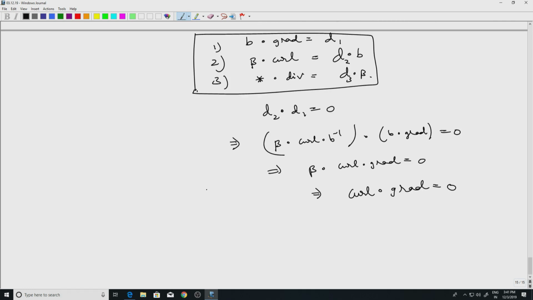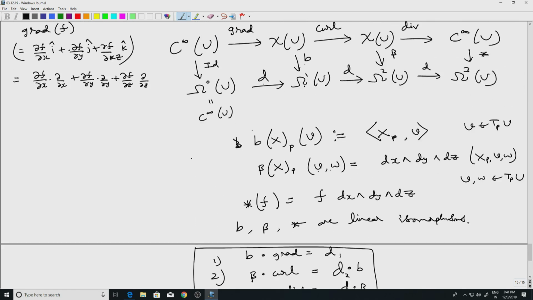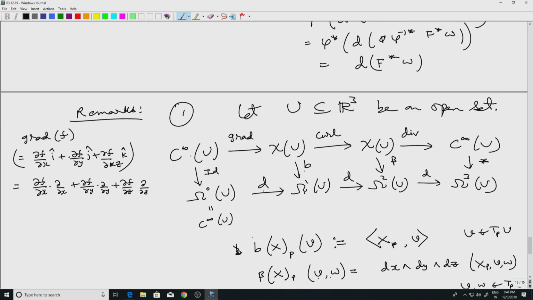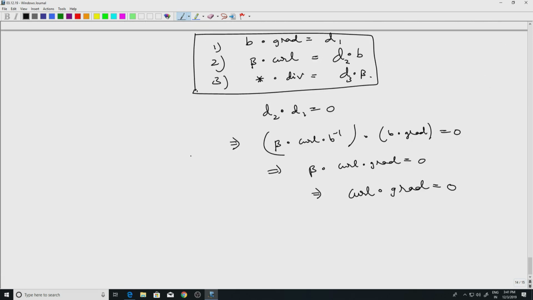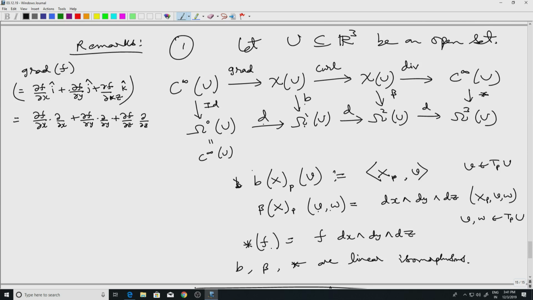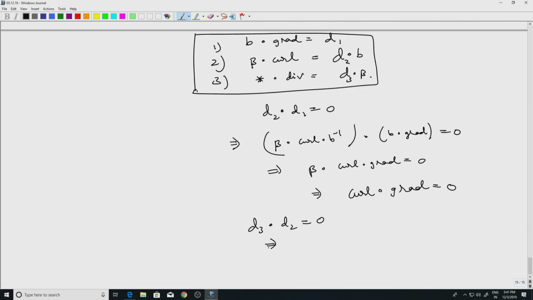And I said that d2 composed with d1 is 0 implies curl composed with grad is 0, and likewise d3 composed with d2 is 0. A similar calculation shows that this implies divergence composed with curl is 0. Divergence composed with curl is 0.